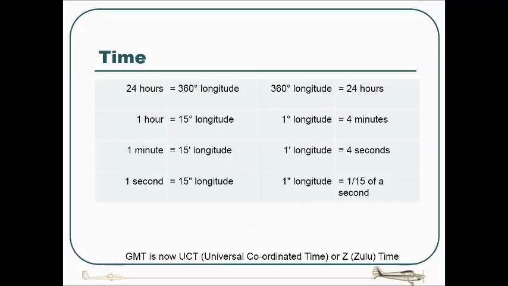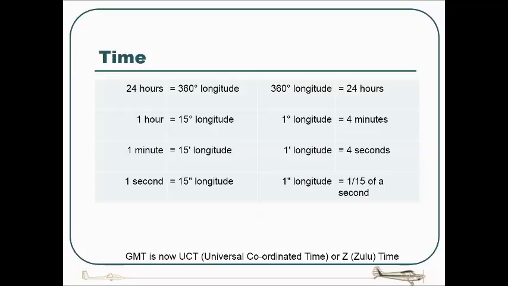So time is actually divided around the world based on the meridians of longitude. And basically 360 degrees equals 24 hours. So if the Earth spins once, because there's 360 degrees of longitude around the Earth, hence the 360 degree compass, that's 24 hours. So 1 hour is actually 15 degrees of longitude. 1 minute is 15 minutes of longitude, and 1 second is 15 seconds of longitude.